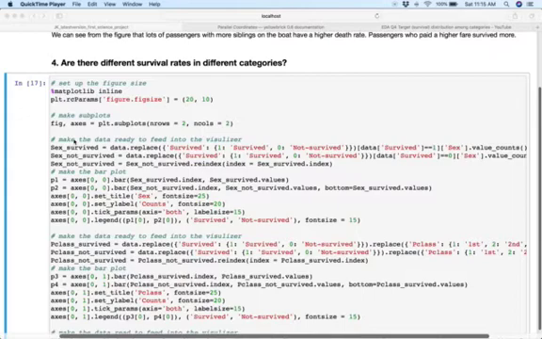And then finally, we see that passengers who embarked at the Southampton port had the highest survival rate. They also had the highest death rate, suggesting that most passengers embarked at Southampton. So that concludes the exploratory data analysis step.